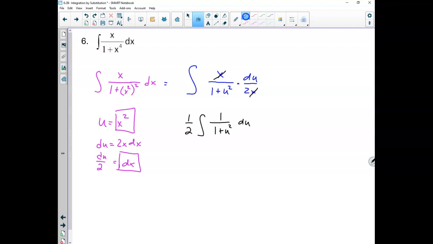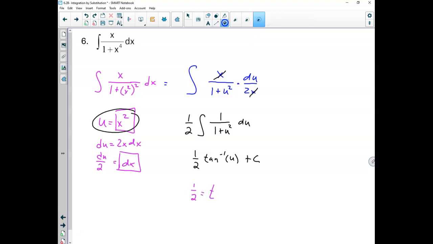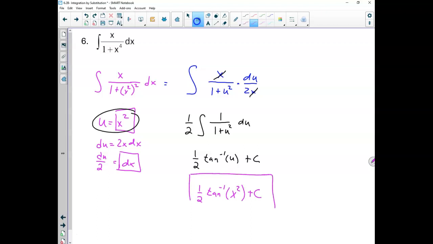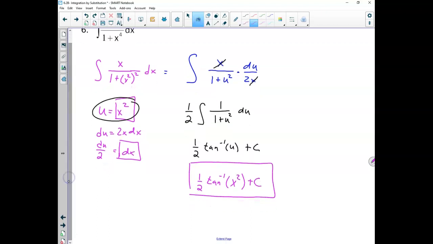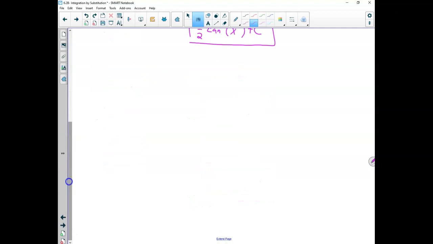And it fits an inverse tangent. So this is going to be 1/2 inverse tangent of u plus c. And then I always have to remember to back substitute in for my u. So I get 1/2 inverse tangent, u was x squared, plus c. And again, like I said, you are always going to check these by taking the derivative of what we found.